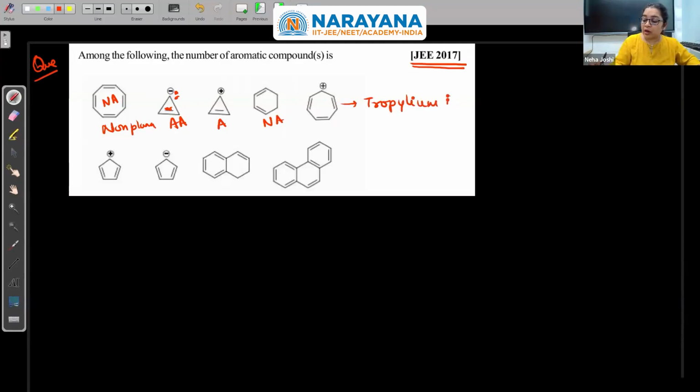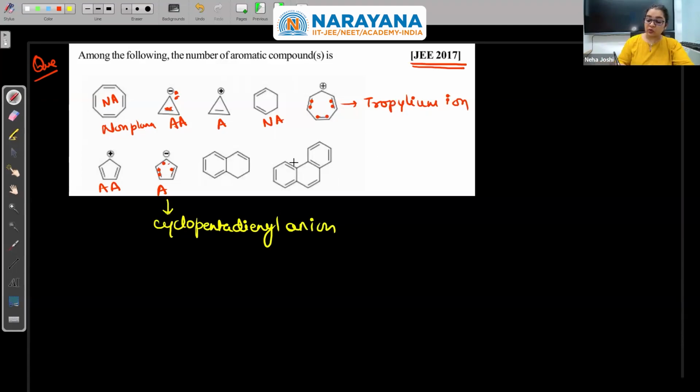Tropylium ion, and 1, 2, 3, 4, 5, 6. So this is aromatic. This is anti-aromatic. 1, 2, 3, 4, 5, 6, aromatic. And this is called cyclopentadienyl anion. Right? This is called cyclopentadienyl anion.